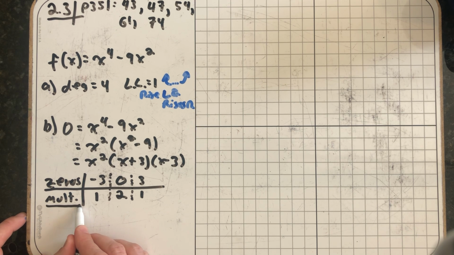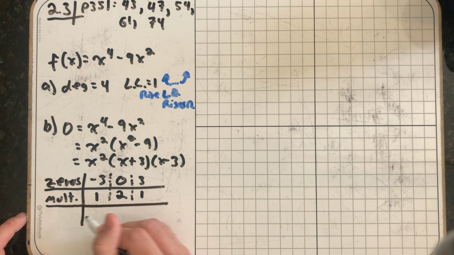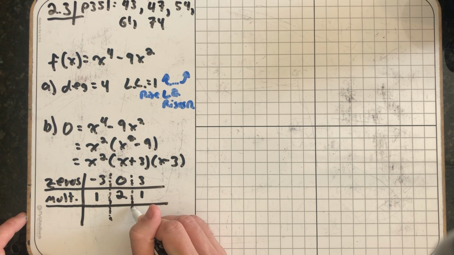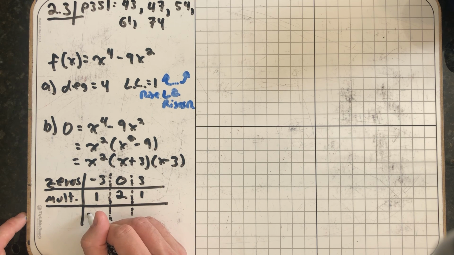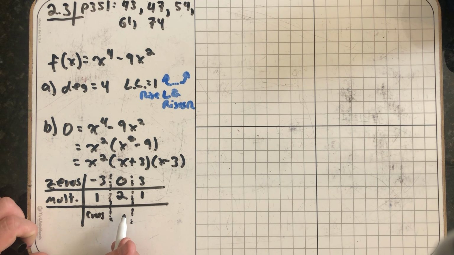We've also been asked to decide whether the graph touches or crosses at those zeros. Well, we know at the odd ones we cross through. At the even ones we just touch and turn around. So at these two odd multiplicities we cross, and at the even one we'll touch.